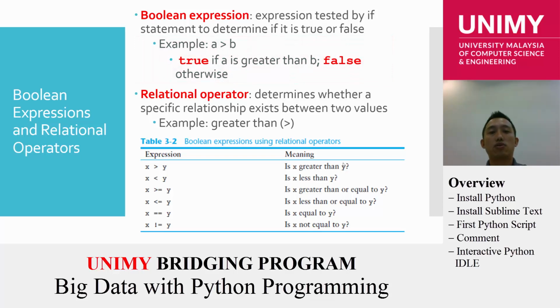We also use relational operators to determine whether specific relationships exist between two values. We have plenty of types of relational operators. For example, we have greater than, smaller than, greater than or equal to, smaller than or equal to, equal to, and also not equal to. The list of expressions for relational operators is displayed in the slides.